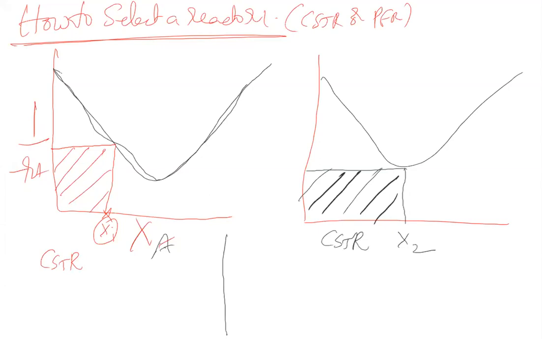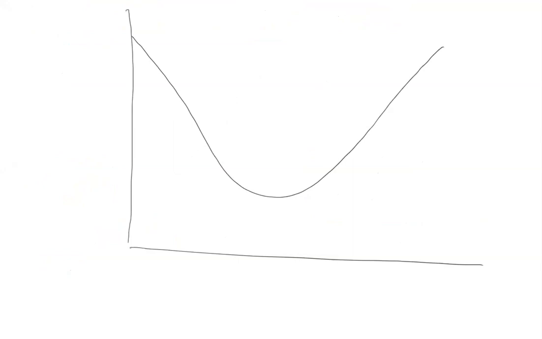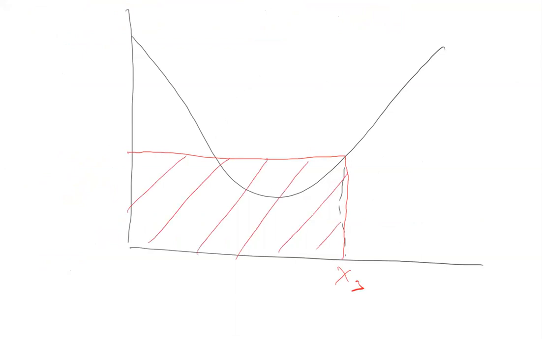Suppose I select another point, let's say this is something like x3. Maybe I'll go to another board and then plot. Suppose I have x3. At x3, if I select a CSTR, my volume is this much. If I select a PFR, then my volume is the area under this curve. So what is the area under this curve?